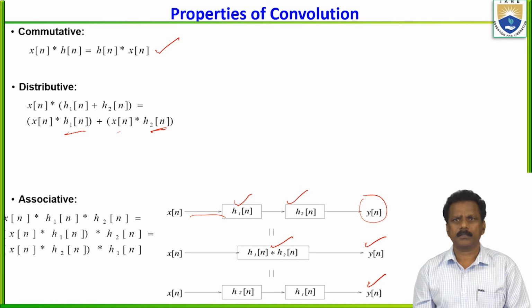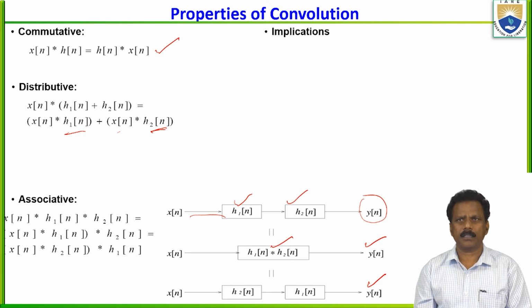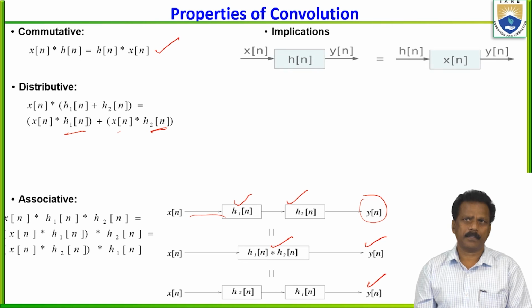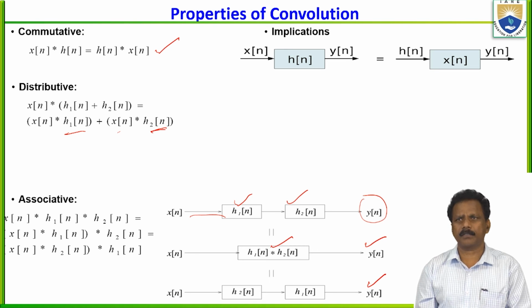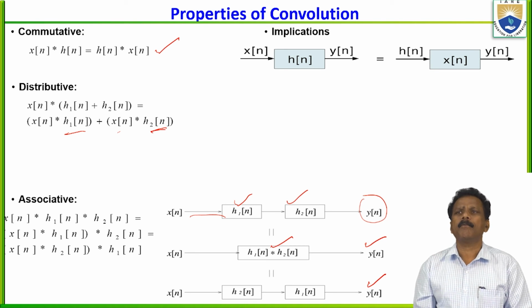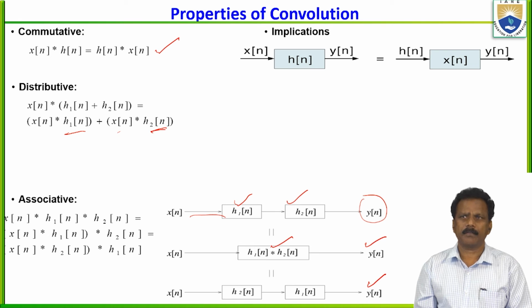Okay, so within this, next is the implication, where x of n is given to h of n, we will expect that y of n is the response, x of n is the input, the system is h of n, and the output is y of n, which is also equal to h of n. It is given to x of n, we will expect that y of n. These are all our implications.